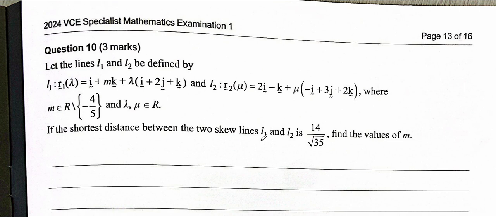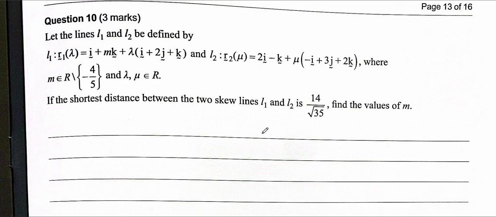All right, question 10. Let the lines L1 and L2 be defined by these. If the shortest distance between the skew lines is 14 over root 35, find the values of m.